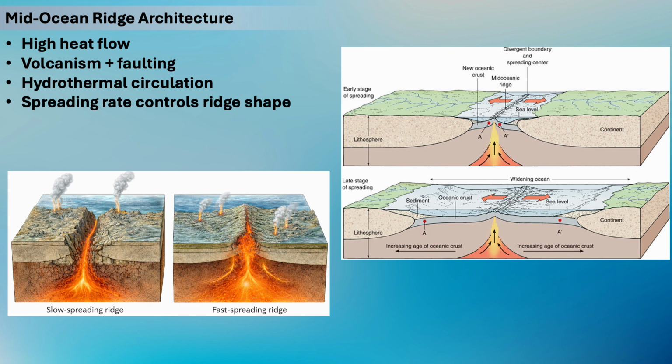The appearance of a mid-ocean ridge depends strongly on spreading rate. At fast-spreading ridges, magma supply is relatively continuous, so volcanic construction dominates, and the ridge crest is smoother and broader. At slow-spreading ridges, magma supply is less continuous, and tension is taken up more by faulting, producing a deeper rift valley and rougher topography.